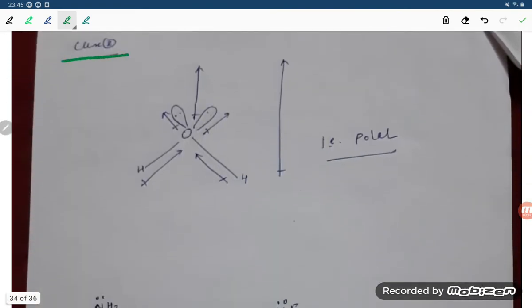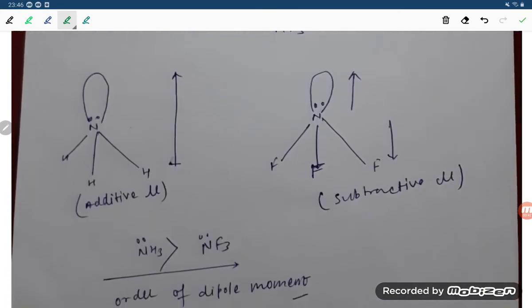Next one, case 2: the O2 molecule. The electronegative atom is oxygen, so the dipole moment is going in this direction, and the others are also going in this direction. So the resultant will go in which direction, student? In the center of these. So total it is going in the same direction, so it is polar and has a dipole moment.